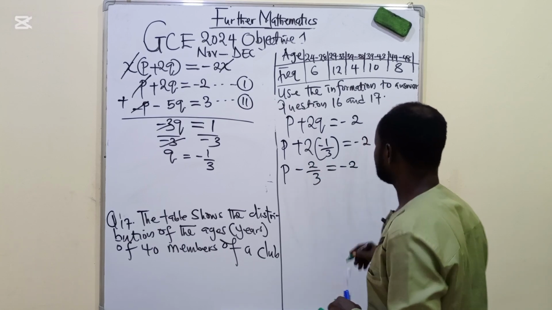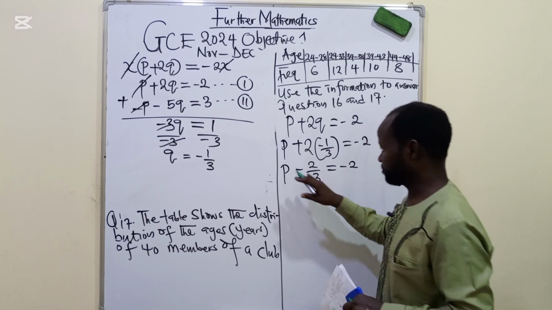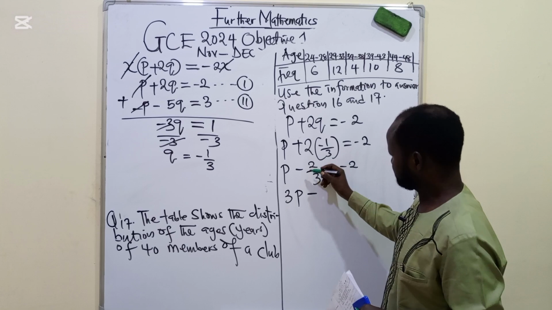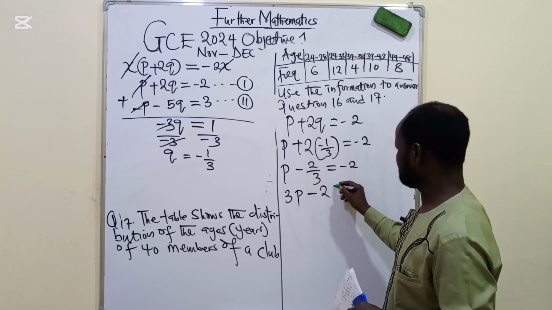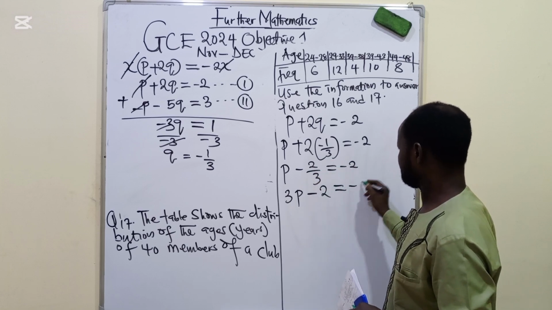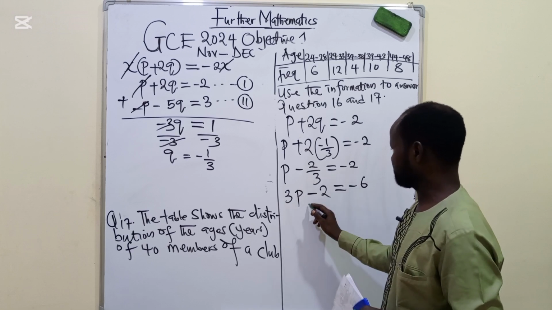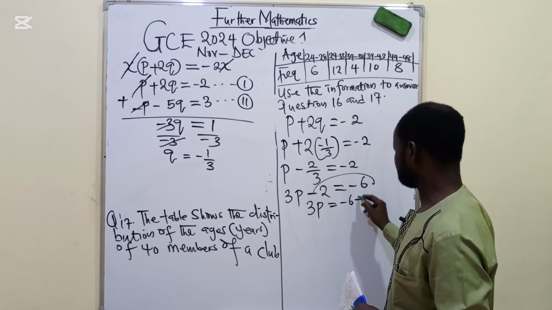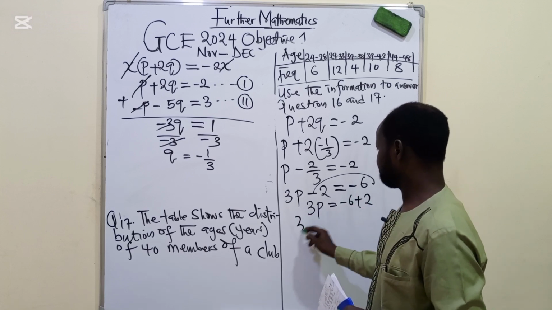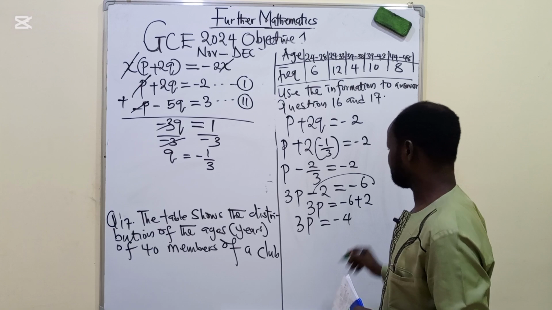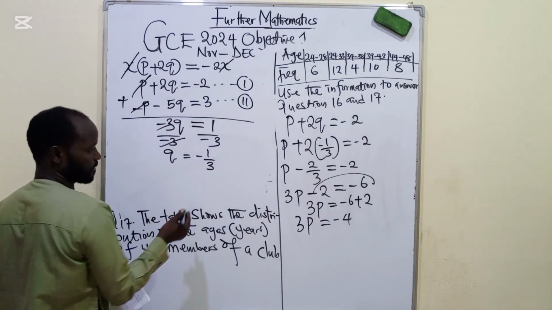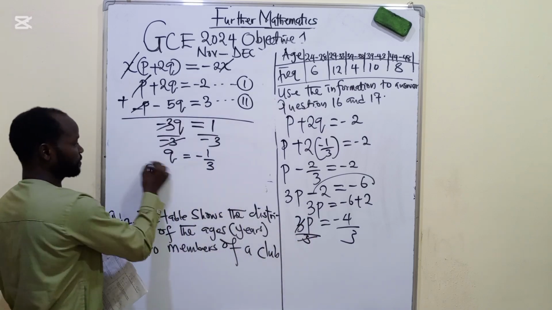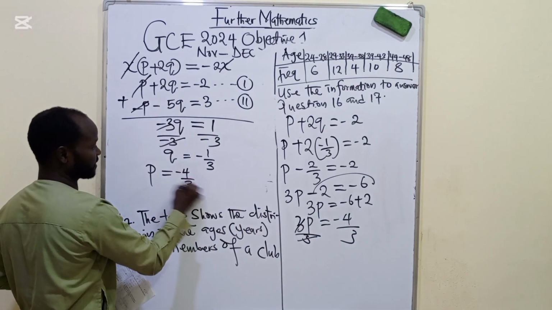Which is equal to minus 2. Let's clear the fraction, multiply through by 3. 3 times p, that will be 3p, minus 2 over 3 times 3, that will be minus 2, equals minus 2 times 3, will be minus 6. Let's collect like terms. 3p now will be equal to, we'll bring this to this side, minus 6 plus 2. Then 3p now will be equal to minus 4. At this point, we can divide both sides by 3. So that p will now be equal to minus 4 divided by 3.